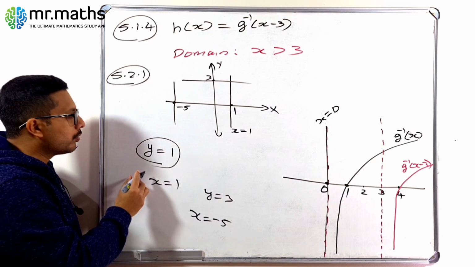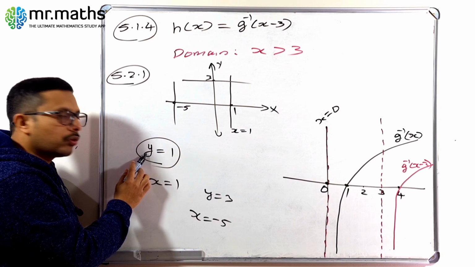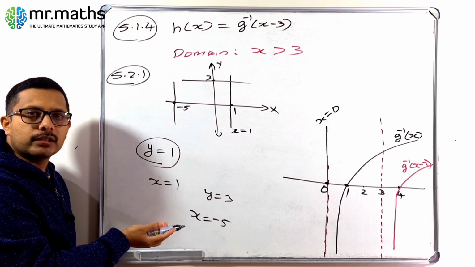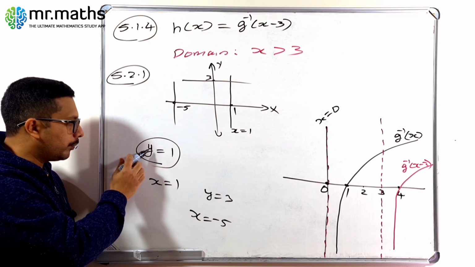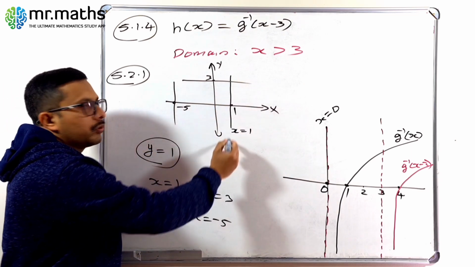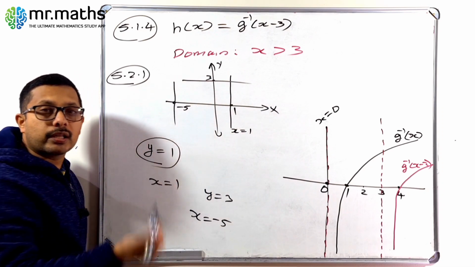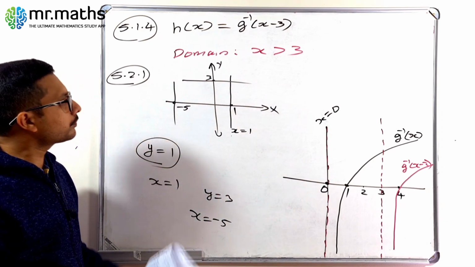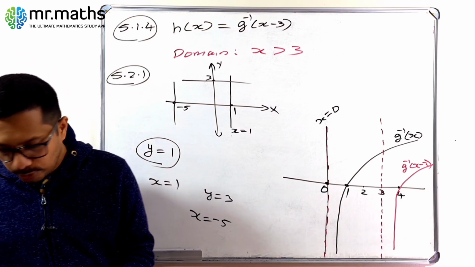Here the question is, draw the inverse of y is equal to 1. So what is the inverse of y is equal to 1? You swap x and y, which means instead of this y you write x. X is equal to 1, then you draw this line. Don't draw the other one, I just gave you another example. So this is the answer, x is equal to 1. That is question number 5.2.1.